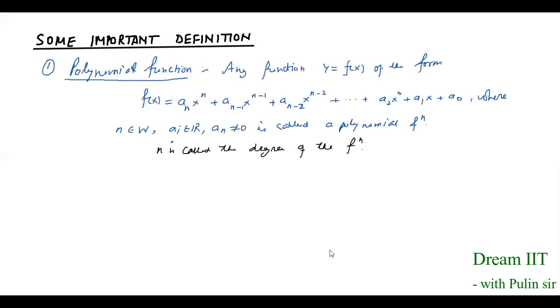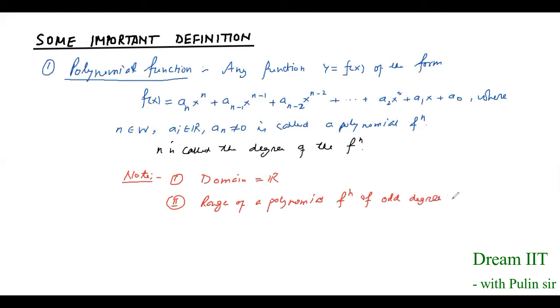For polynomial functions, we have to note two very important things. One thing, the domain of a polynomial function is always the complete real numbers. Then the range of a polynomial function of odd degree, remember it, not even, odd degree, is always again the real numbers, that is minus infinity to infinity. These things we have to always keep in mind.